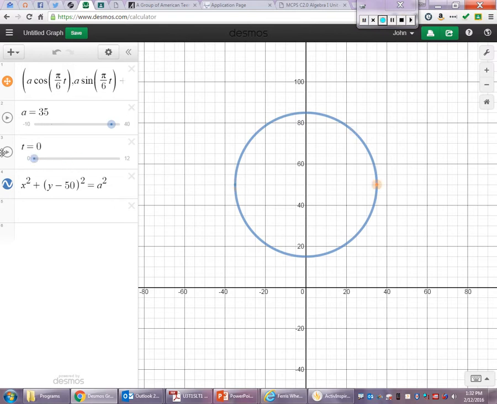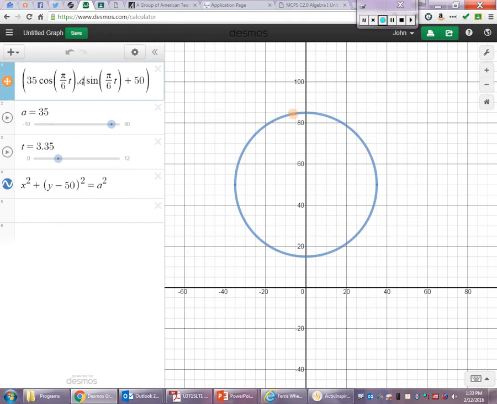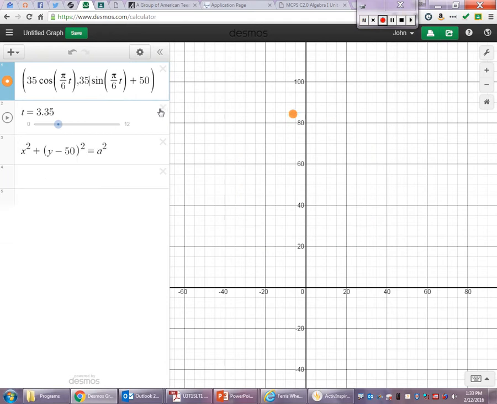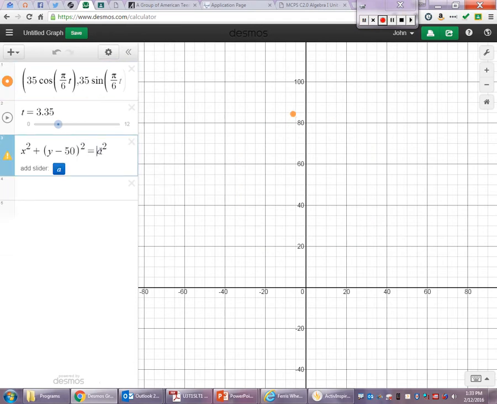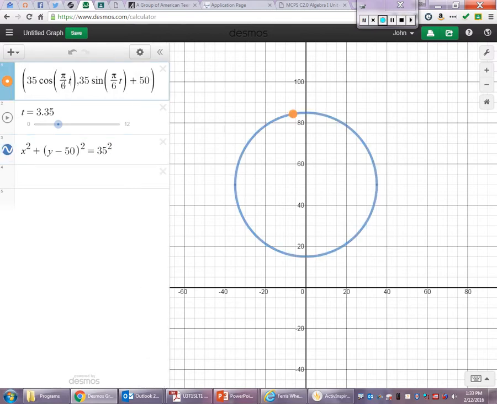All right, let's do it again here. It's so fun. Keep going around and around. I think we did it, right? So the parametric model is what I have up here. Here's the parametric model that is required for number 51 in the homework. 35 cosine of pi over 6 times t, 35 sine of pi over 6 times t plus 50, right?